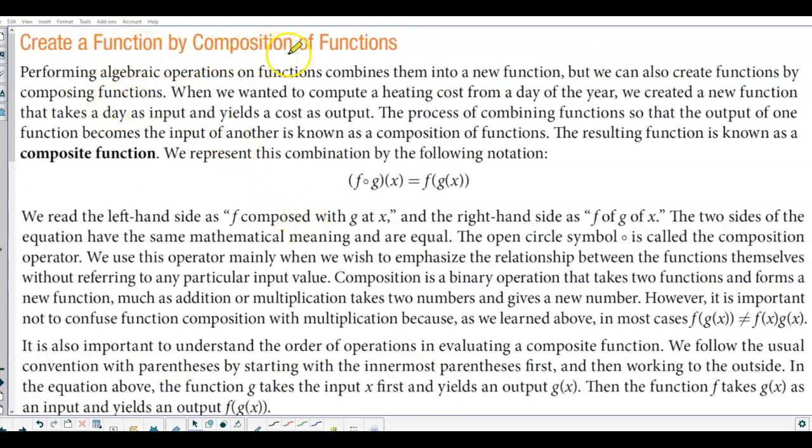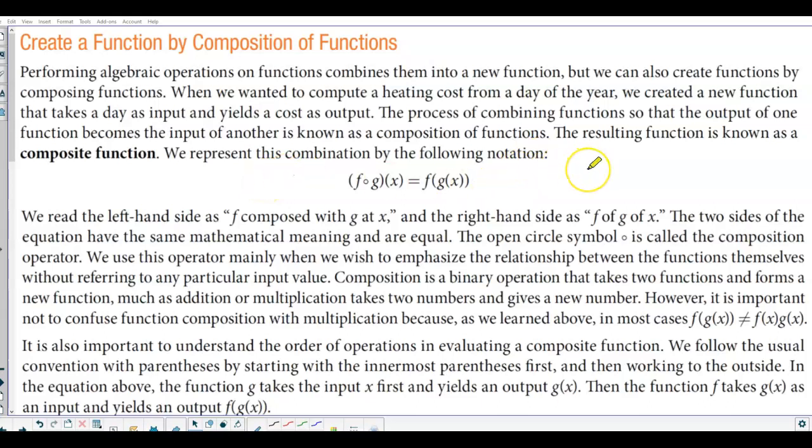Create a function by composition of functions. Performing algebraic operations on functions combines them into a new function. But we can also create functions by composing functions. When we wanted to compute a heating cost from a day of the year, we created a new function that takes a day as input and yields a cost as output.